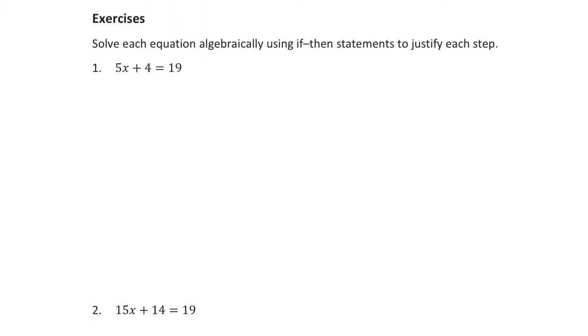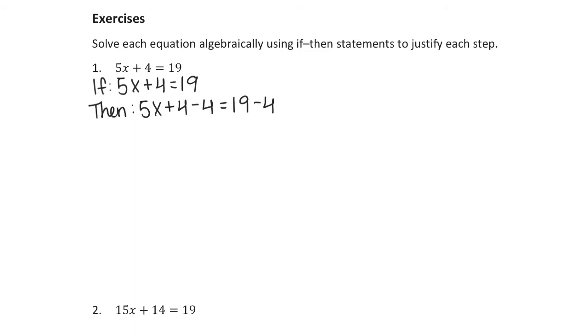Here we're going to start with these exercises. It says solve each equation algebraically using if-then statements to justify each step. So number 1, if we have 5x plus 4 equals 19, then the first step we need to do to get x by itself, then we have 5x plus 4 minus 4 equals 19 minus 4.